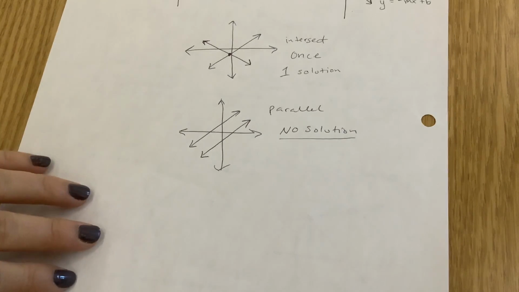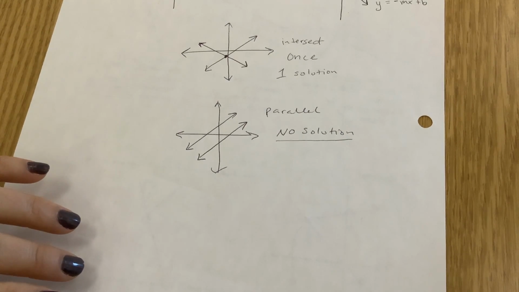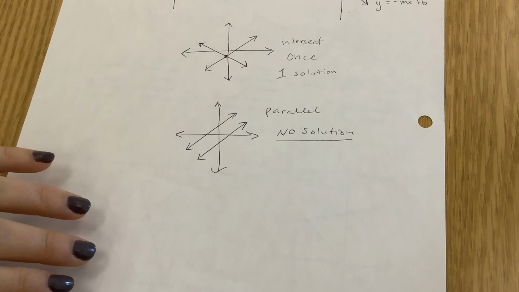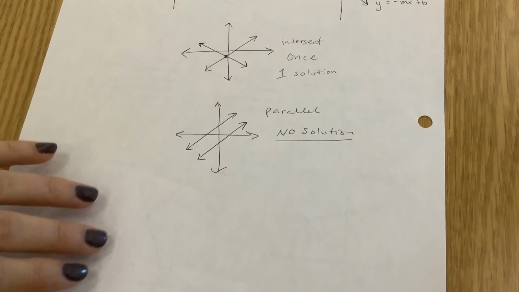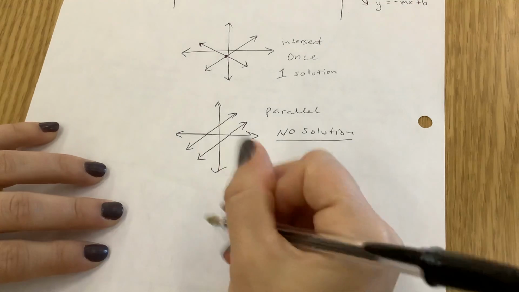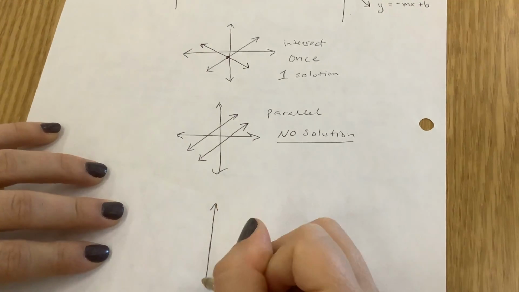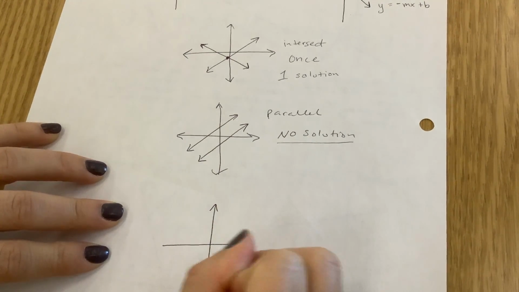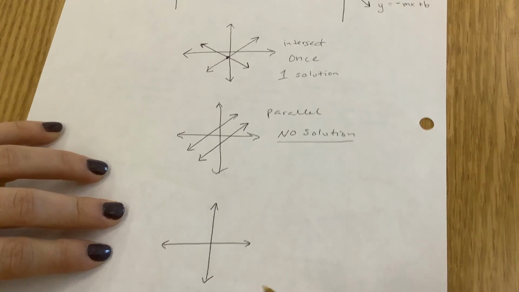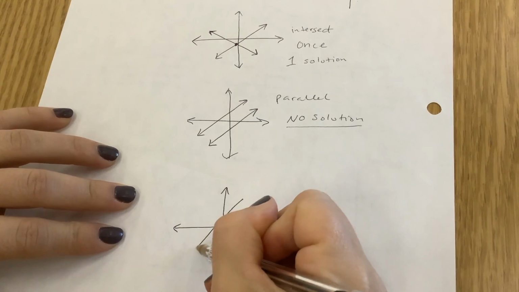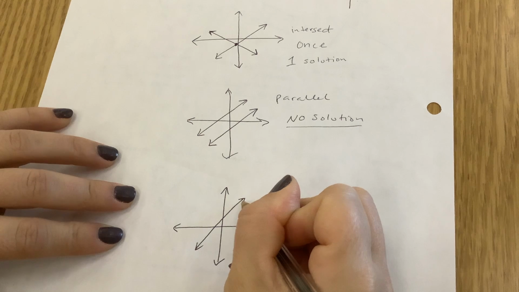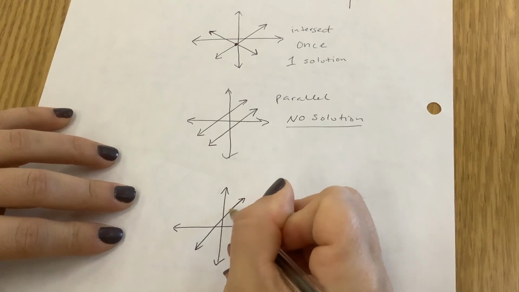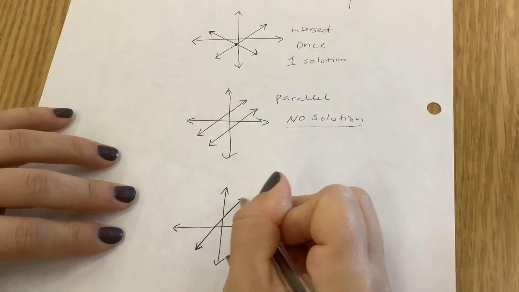Okay, and there is one other. We did one solution, we did no solution. What's the next example going to be? So we're anticipating infinite solutions. Okay, so here's our graph. All right, and there are two lines here. This one and this one.